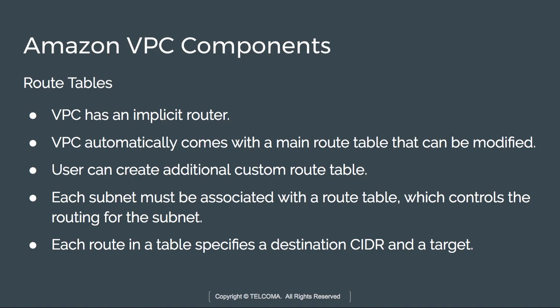Now let's discuss what is subnet. Subnet is a segment of Amazon Virtual Private Cloud IP address range, where we can launch our EC2 instances, RDS databases, and other resources. So if we do not associate a subnet with a particular route table, the subnet uses the main route table. We can then further replace the main route table with the custom table that you have created.